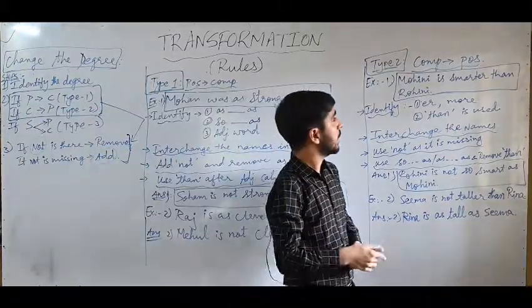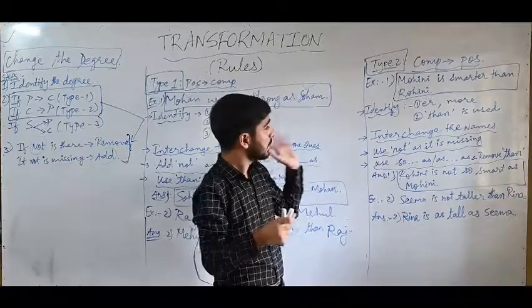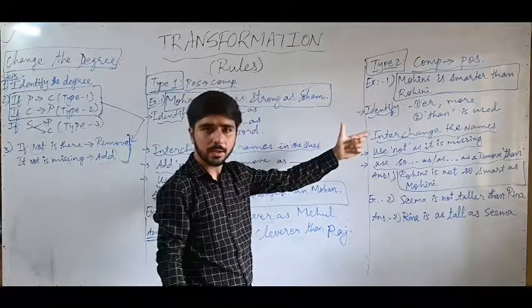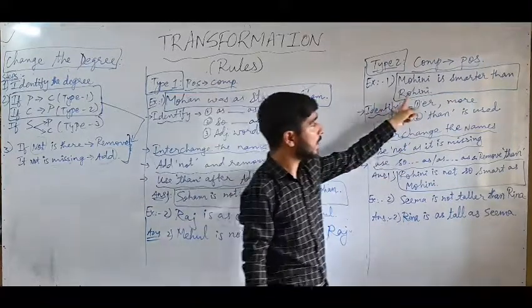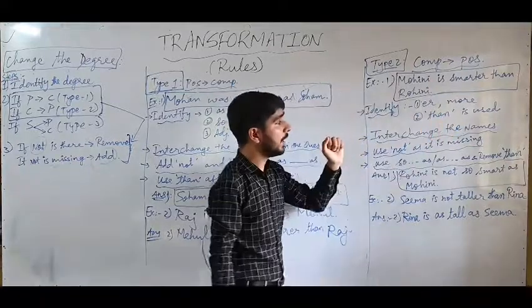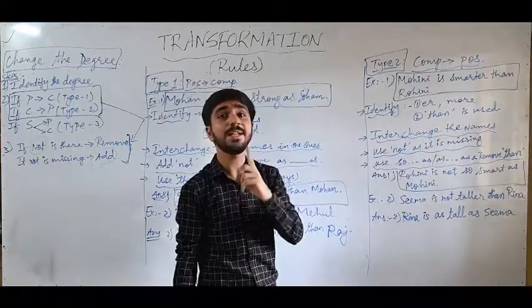Now students, see over here, I have written the example. This is not very different from this. If you have understood this one, then this one is very easy for you. See, Mohini is smarter than Rohini, right? Now again, how will you identify? First step is identification of the degree.